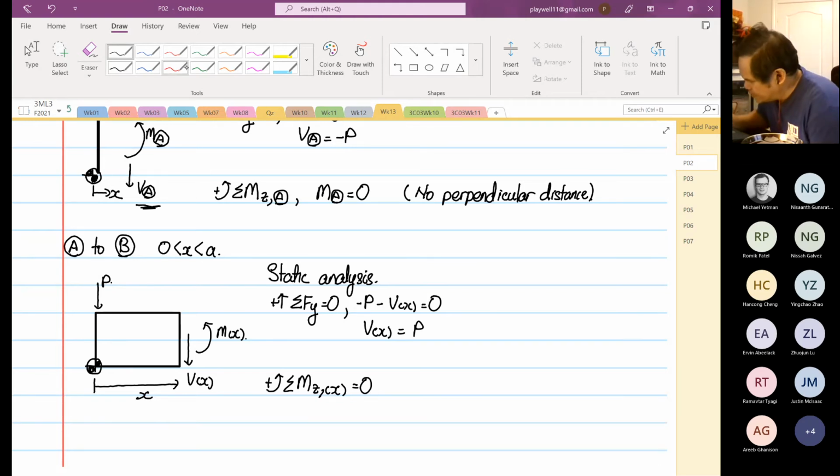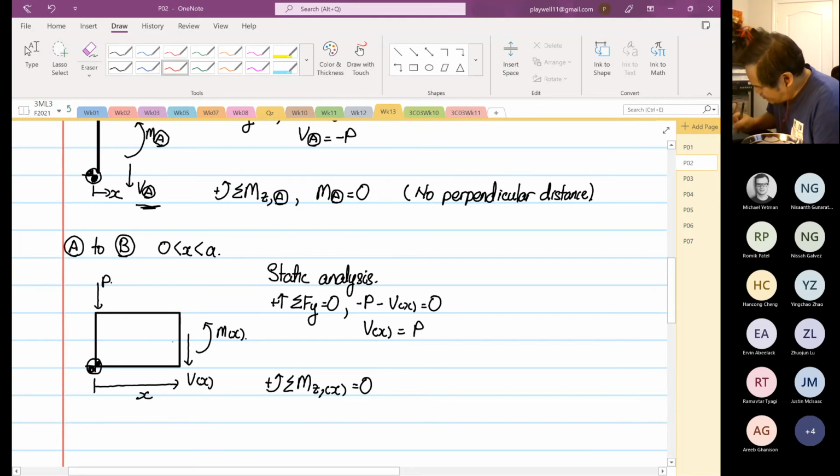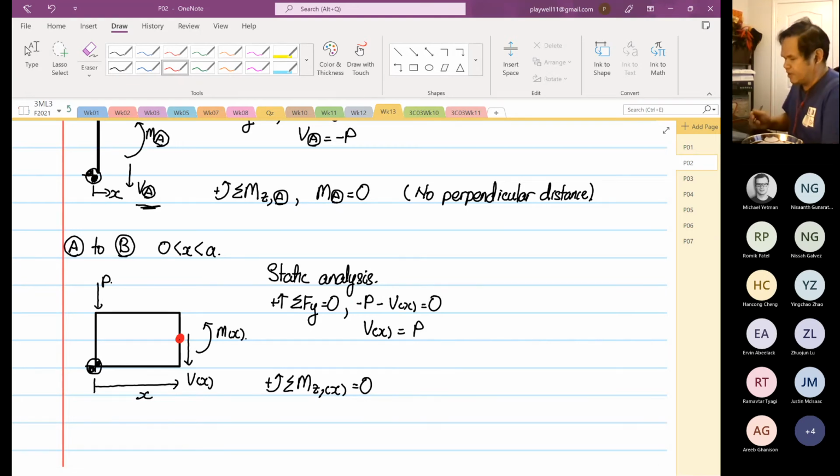So what this means is we are doing the moment where I'm putting the red dot. Can you all see the red dot? That's where we are taking our moment. Not at the datum, but at the red dot. Okay, that's where we take our moment.